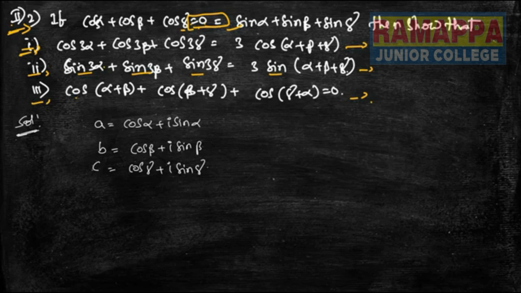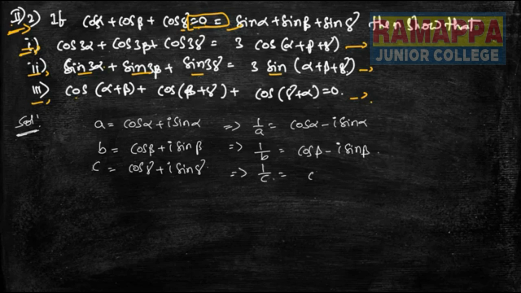From cos square theta plus sin square theta equal to 1, I will get 1 by a is equal to cos alpha minus i sin alpha, 1 by b is equal to cos beta minus i sin beta, and 1 by c is equal to cos gamma minus i sin gamma. So these three will come here.